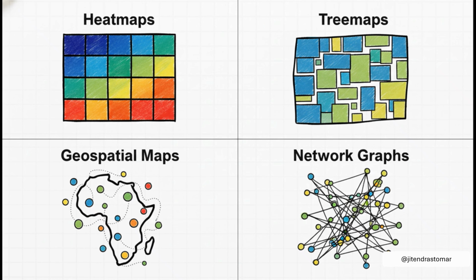Tree maps are perfect for visualizing data that has a hierarchy, like seeing how different product categories add up to your total sales. Geospatial maps, well, they bring location data to life. And network graphs, they are amazing for untangling complex webs of connections like you'd see in a social network.